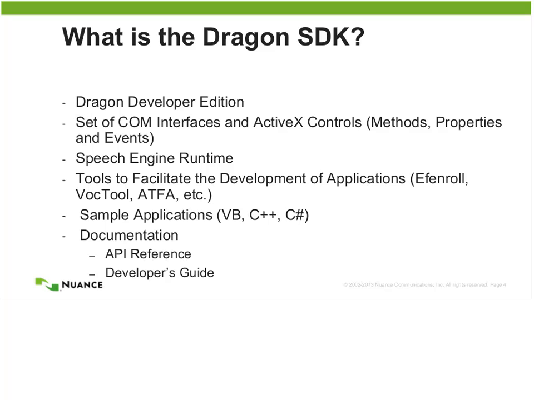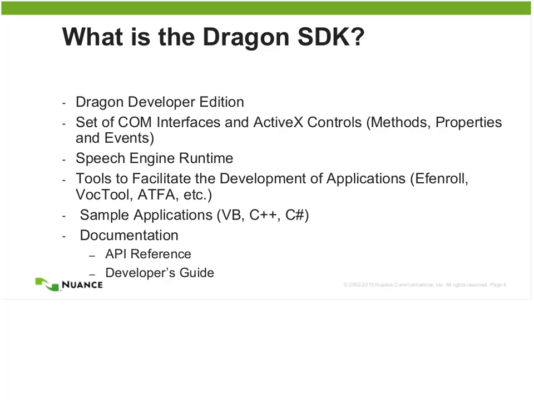We're going to start by defining what the Dragon SDK is. As you might know, the Dragon product family has different editions that go from the basics like the home edition to advanced editions such as the medical or legal editions of Dragon. On top of the professional or medical and legal, we also provide what we call the Dragon SDK edition, which is a separate package targeted for developers who want to integrate speech recognition in their own Windows application. So the Dragon SDK is the developer edition.